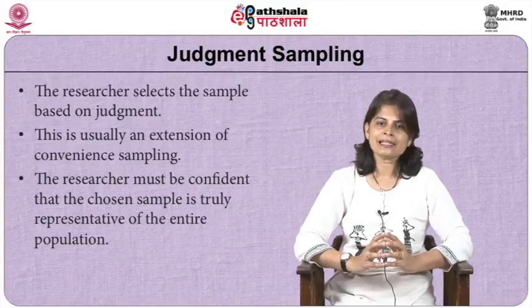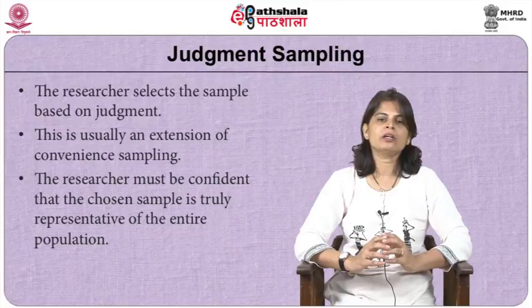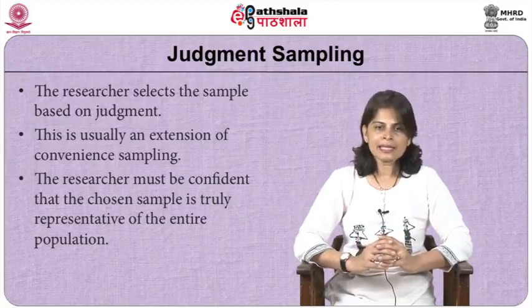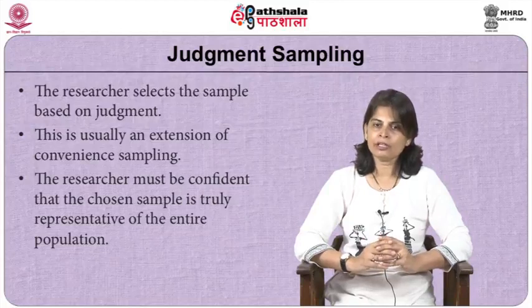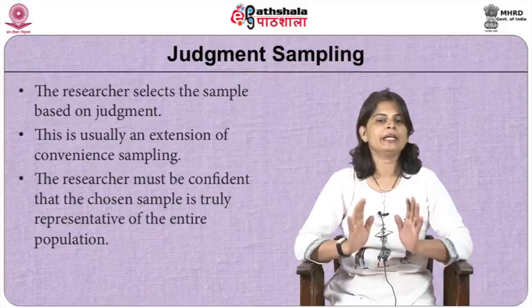The fourth is judgment sampling. Here, the researcher selects the sample again based on a judgment. This is nothing but an extension of convenience sampling. In this case, the researcher must be confident that the chosen sample is truly representative of the entire population.